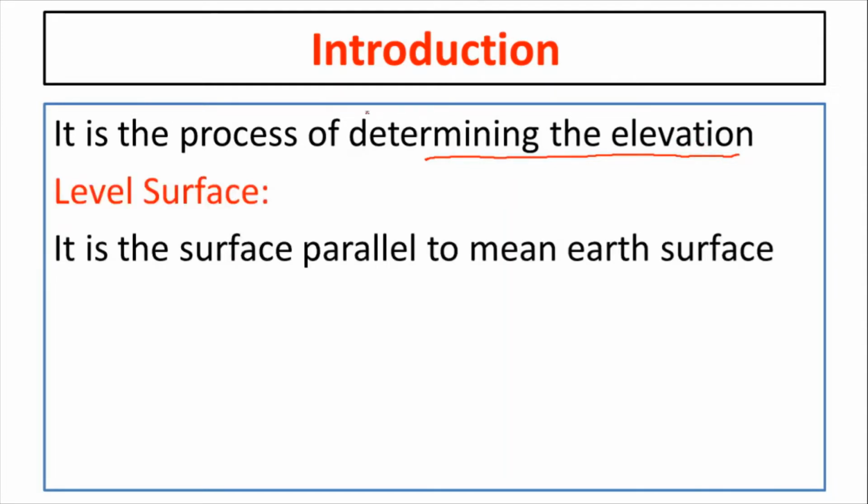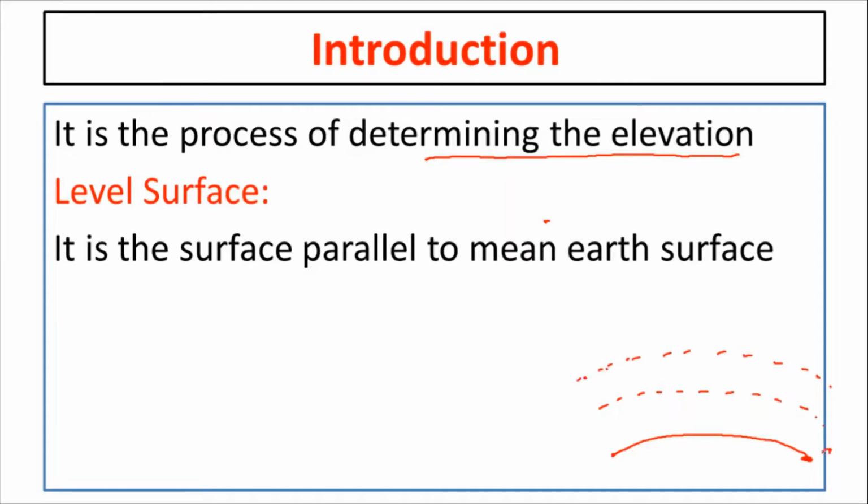Then if you see the important terms of leveling, the first one is the level surface. What is a level surface? You know that the earth surface is like this. Whatever surface is parallel to the mean earth surface, that is called the level surface.